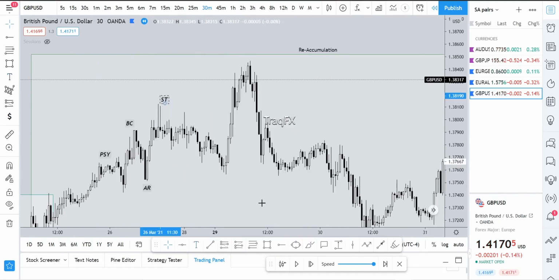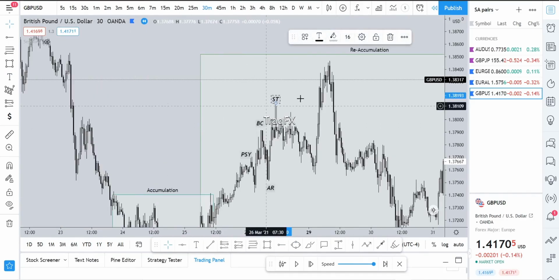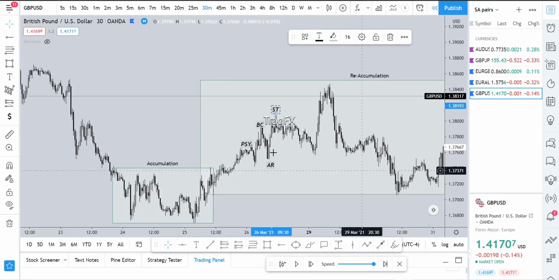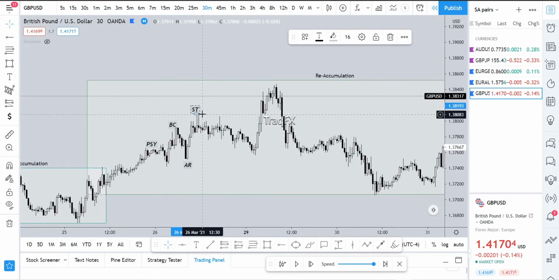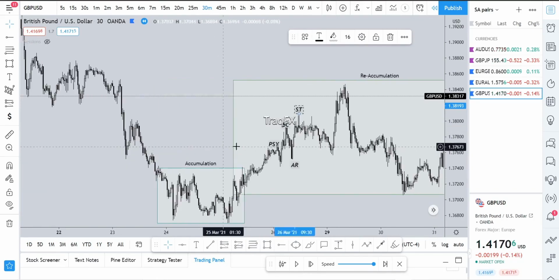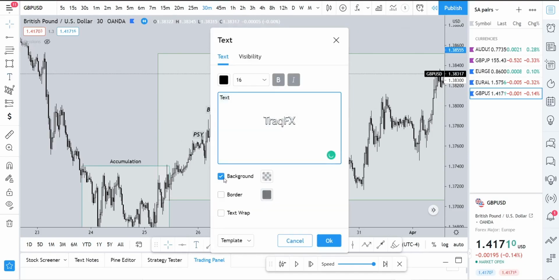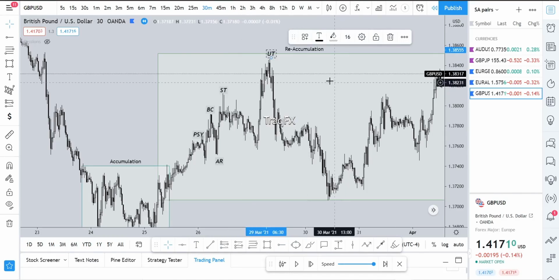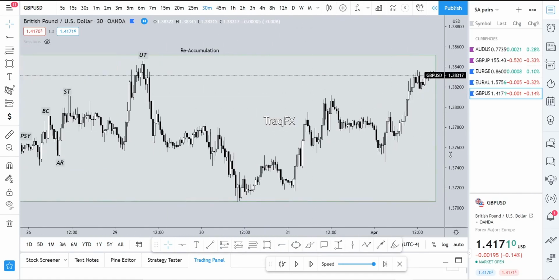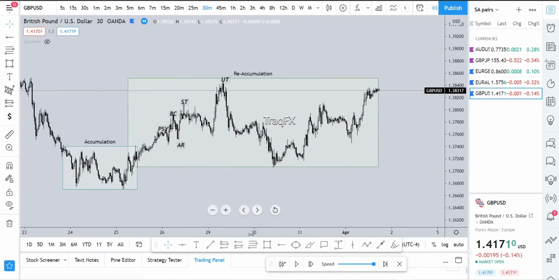Now notice this is already looking very, very similar to your distribution schematic. Right? Everything at this point has looked the same. Now, what does price do? It retraces before shooting towards the upside to form your upthrust. So everything up to this point has looked like a distribution. Now is where we begin to see the trend line formation.